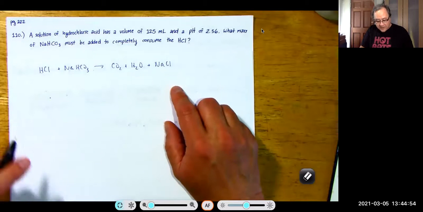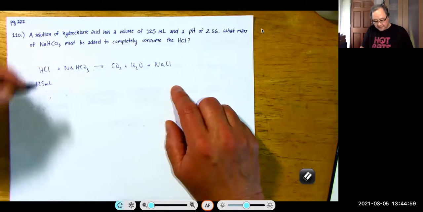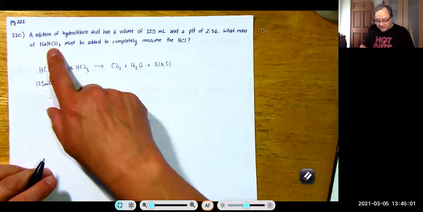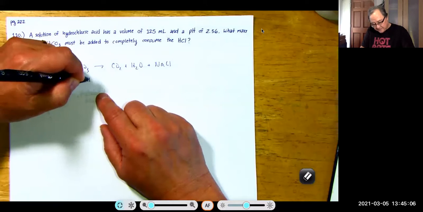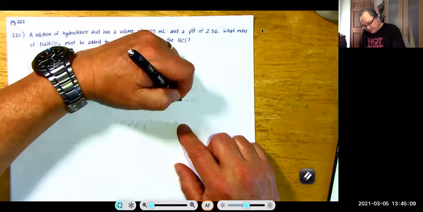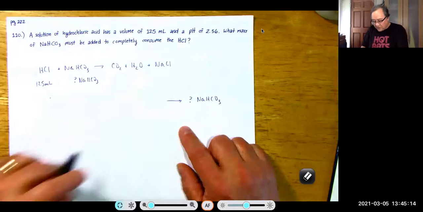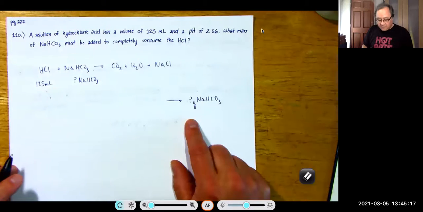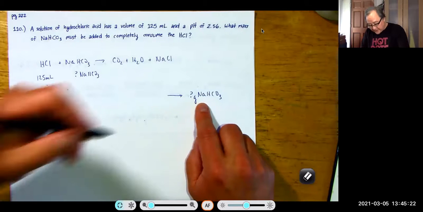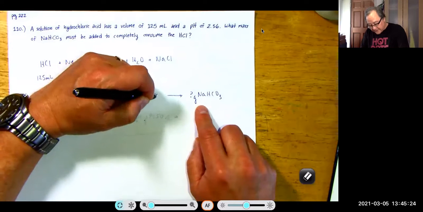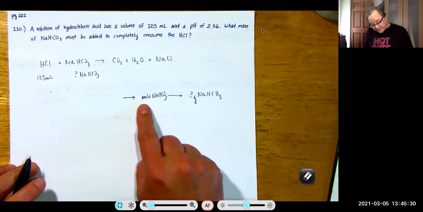Now, we know that the hydrochloric acid has a volume of 125 milliliters, and we want to know the mass of sodium bicarbonate. So here I'm going to start at the end this time. We want to know the grams of sodium bicarbonate. Whenever we see problems like this and we end up with grams of something, we normally get there from the moles of that same thing. So here, I want to start with moles to get to here.